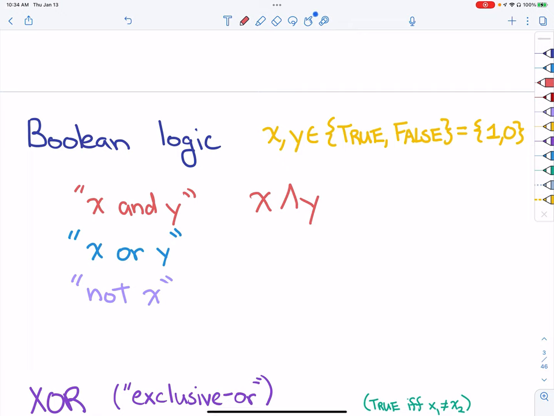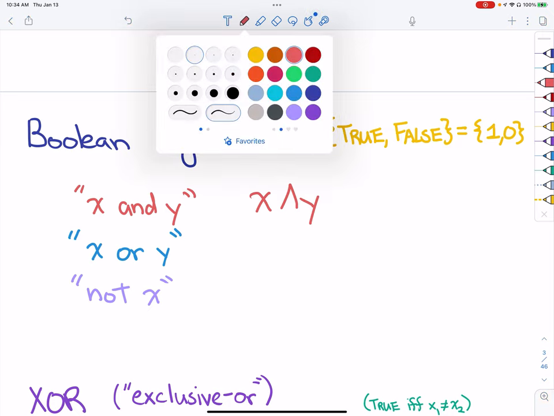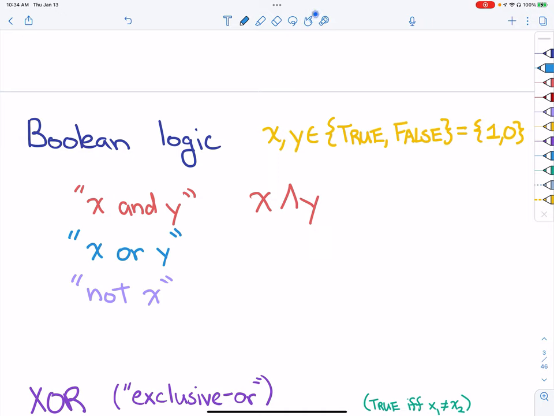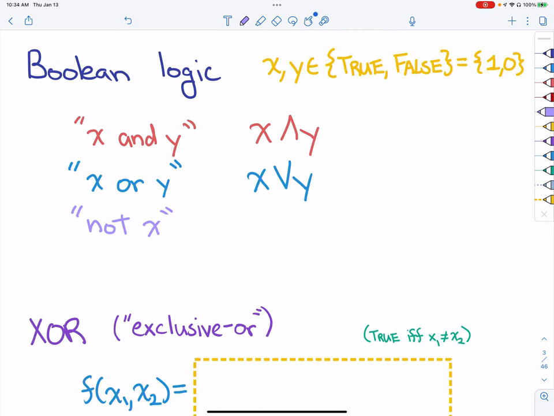AND is sometimes expressed with this wedge, or in some languages an ampersand. That's how we represent X and Y. I'm sure that's not so new. X or Y: true or false makes true, false or false makes false. That's expressed with this V shape. And then not X, flipping the bit: true becomes false, false becomes true. That's sometimes written as not X, or more commonly, I often just put a bar above it to denote the opposite of whatever it was.